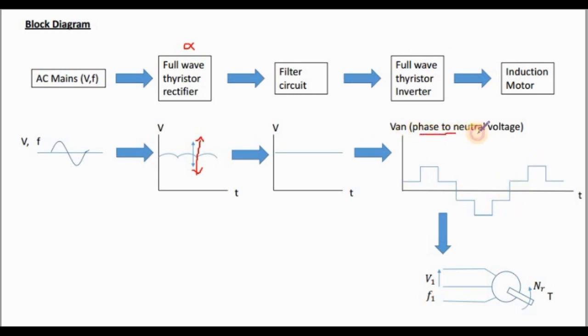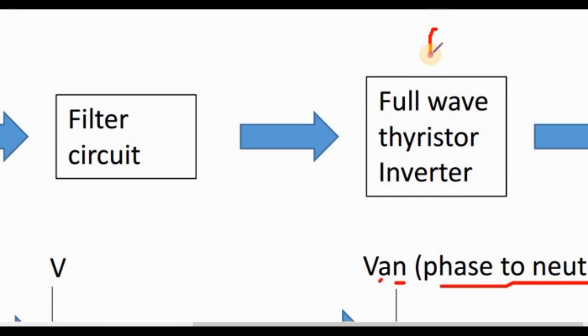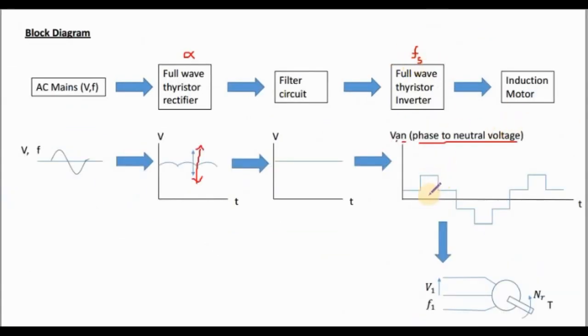This is phase to neutral voltage, A phase to neutral voltage, and you can derive line to line voltage as well, and leg voltages. We'll discuss those things later. Using the switching frequency of the IGBTs or inverters, you can change the frequency of this waveform.